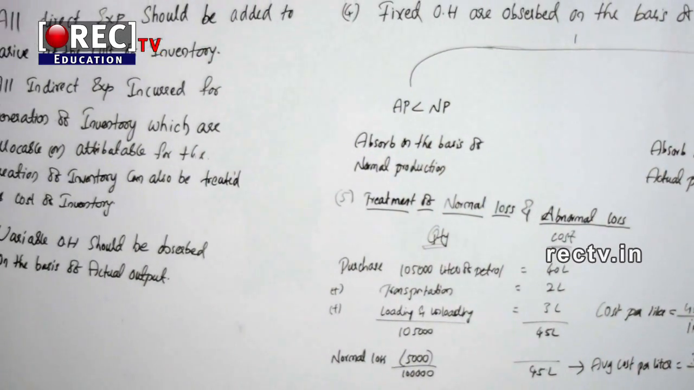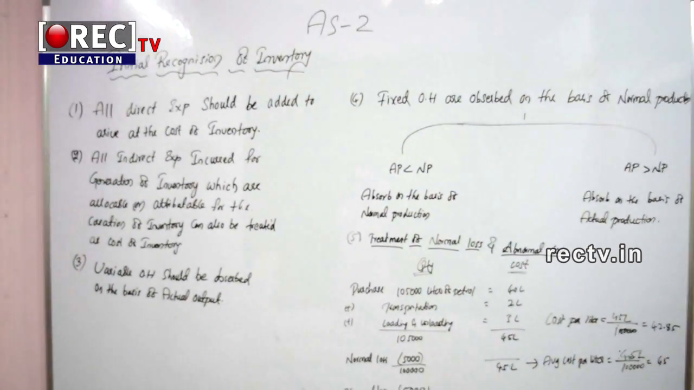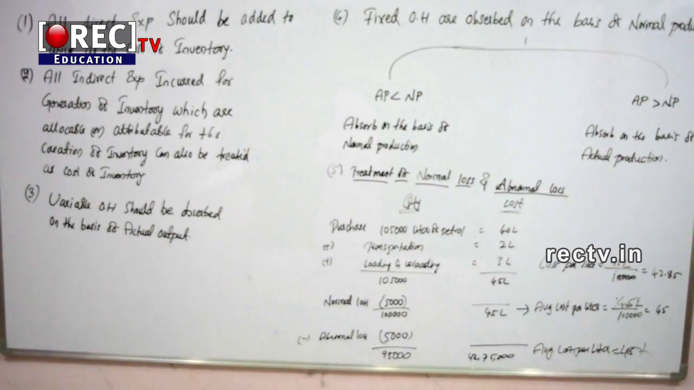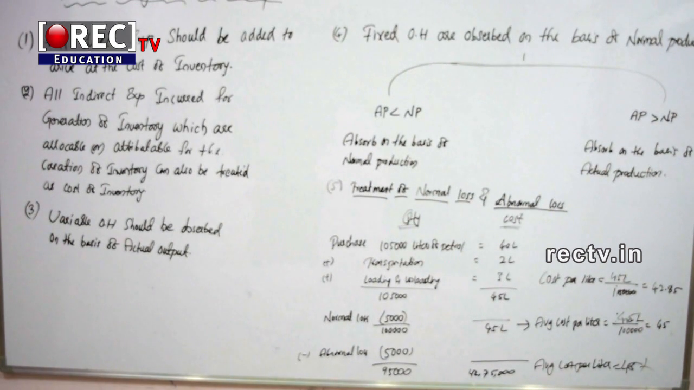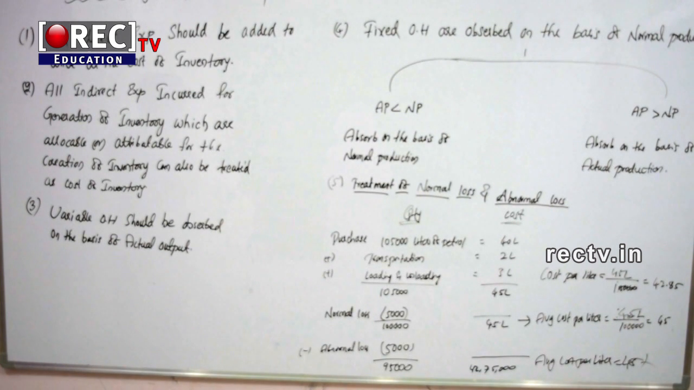From this example, it is very clear that normal loss should be reduced from the quantity, but not the cost. Therefore, normal loss will increase the average cost per unit. When it comes to the abnormal loss, it should be reduced not only from the quantity but also from the cost. Therefore, after booking abnormal loss, the average cost per unit remains the same.